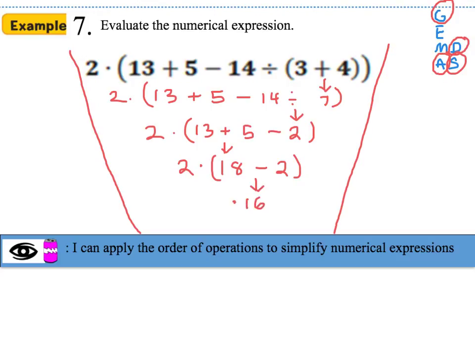Drop down the times sign and the 2. And the last thing, now that the grouping symbol is done, I can go ahead and solve the last part of it, which is 2 times 16. So after multiplying it, 2 times 16 becomes 32. So the answer that I get is 32.